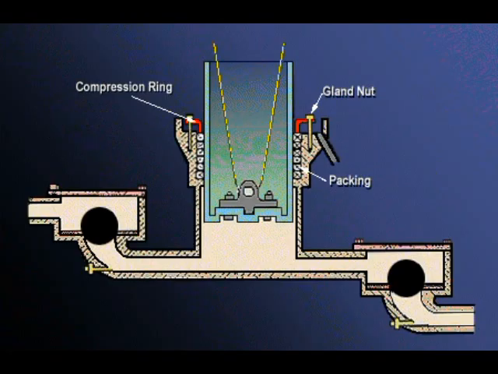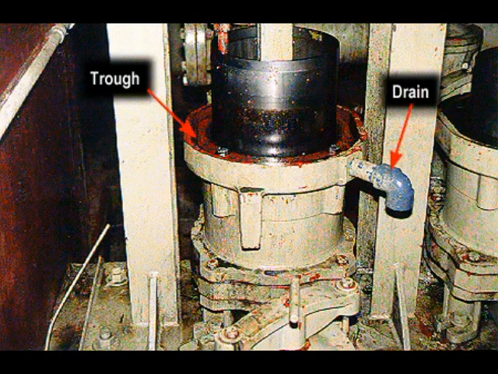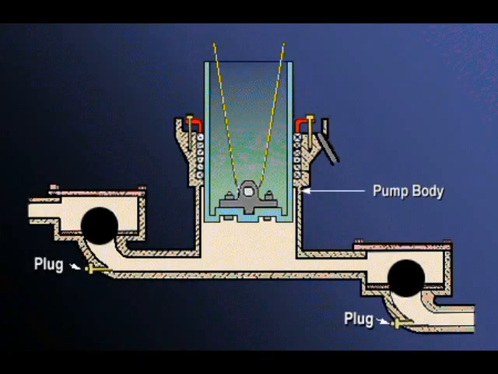The compression ring is the same as in a centrifugal pump and is attached to the body of the pump by gland nuts. Any sludge that leaks through the packing into the trough is removed through the drain pipe. The two plugs shown in the pump body are not the same as those in the bottom of the air chambers. If the pump is clogged, it can be rodded through these plugs.